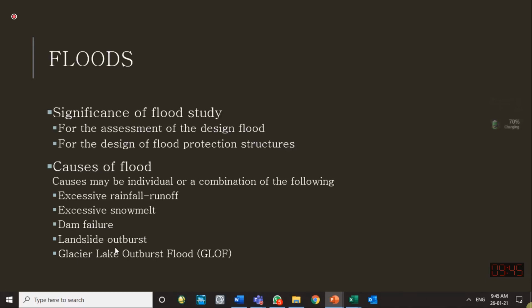Sometimes flooding does occur because of a landslide outburst. If a landslide has occurred, sometimes the landslide stops the river water, and the river upstream becomes like a reservoir, and when that reservoir water level rises and it overflows that landslide part, then the landslide is broken and eroded, and then flood occurs on the downstream side.